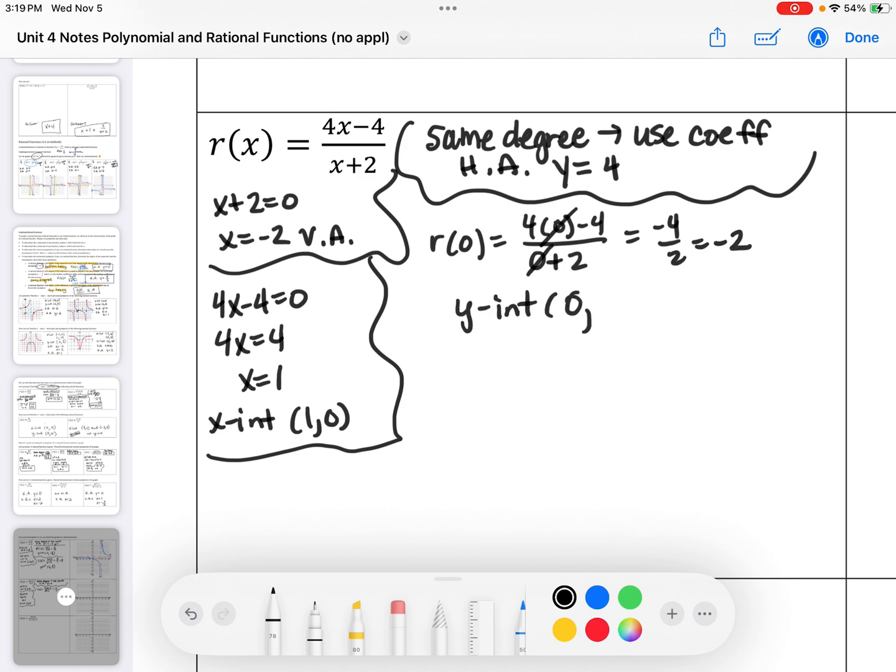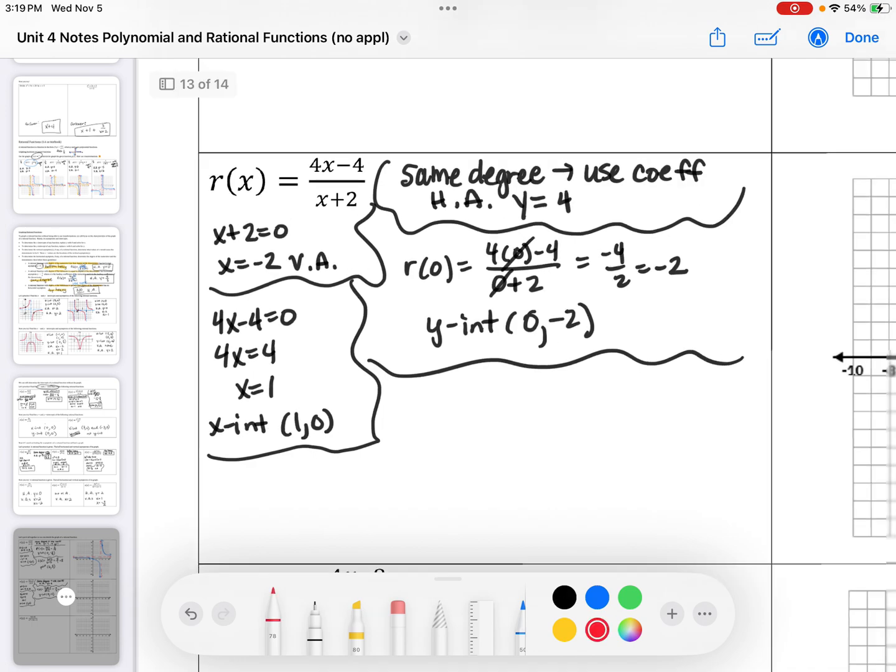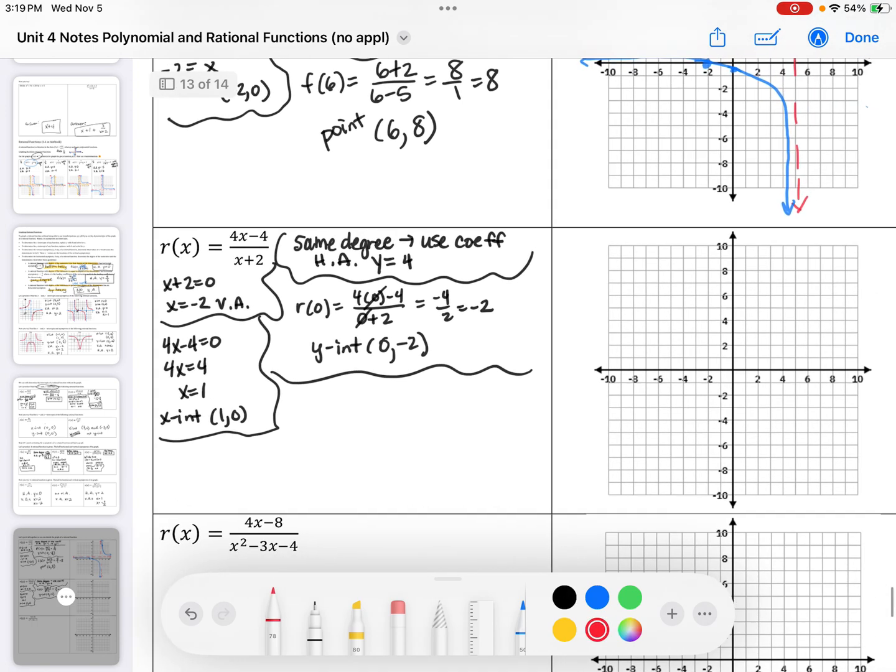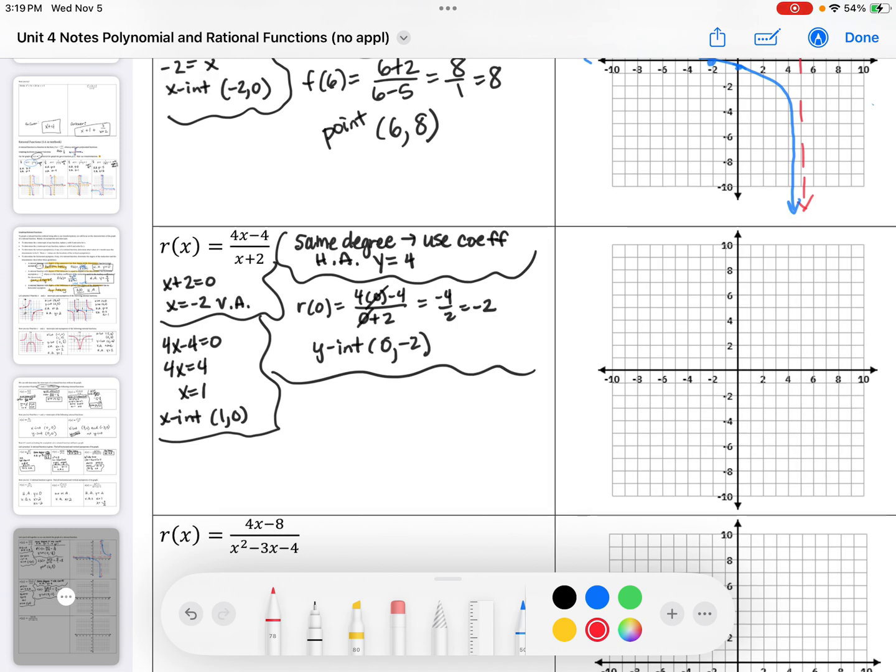So we have a y-intercept at 0, -2. So the best thing to do now is to go ahead and plot what you've figured out so far, and then you can see what's happening so you can choose another x value to plug into the function to figure out where the other branch will go. So let's dash in those asymptotes first.